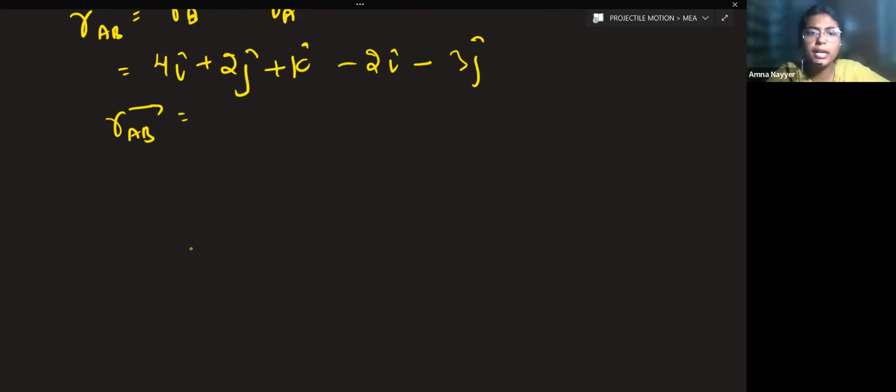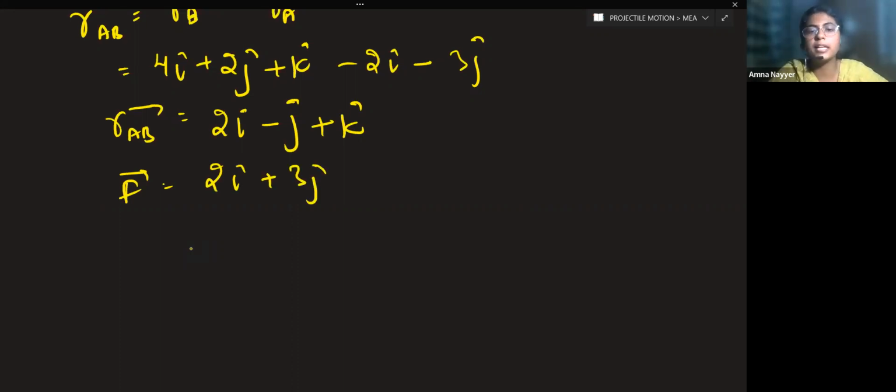So 4i cap minus 2i cap gives 2i cap, plus 2j cap minus 3j cap gives minus j cap, plus k cap, no component to be solved, plus k cap only. This is the position vector. And the value of force was already 2i cap plus 3j cap minus 5k cap.